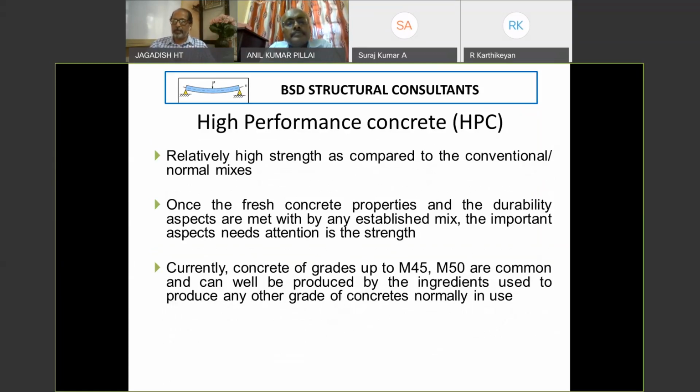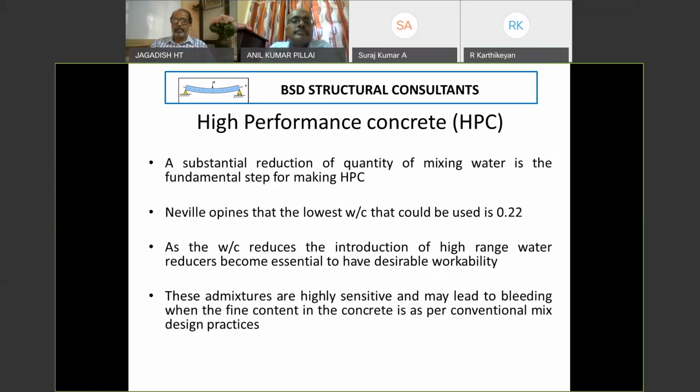Once fresh concrete properties and durability aspects are met, next is the strength. So first you establish your fresh concrete property requirements, durability aspects, and then you concentrate on how to achieve the strength. So what do we do? A substantial reduction of the quantity of mixing water is a fundamental step for making HPC. We have to reduce the water cement ratio. As the water cement ratio reduces, the strength of concrete increases. Neville says that you can bring it down to as low as 0.22. Of course, achieving 0.22 may be quite difficult, but it is always possible.